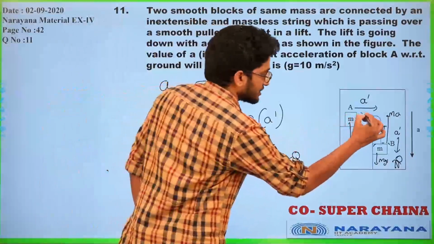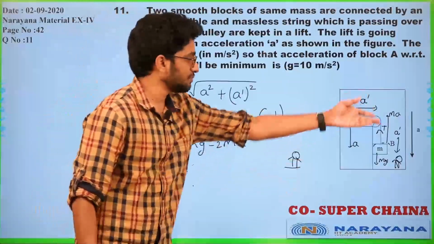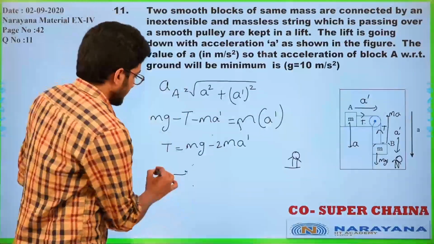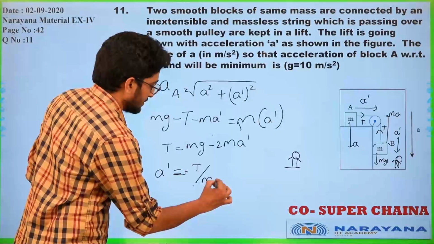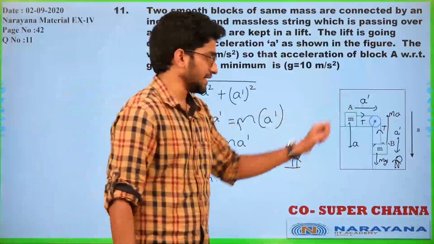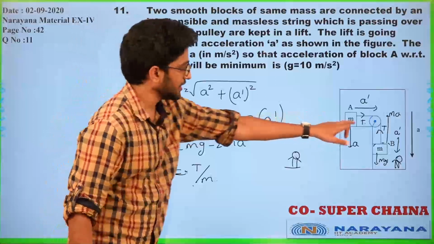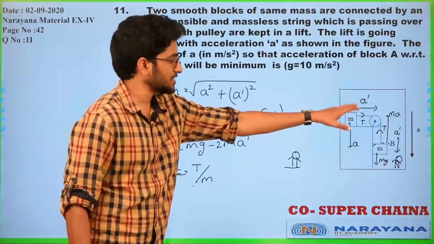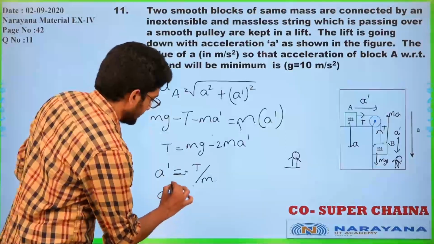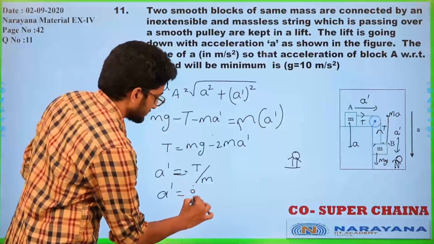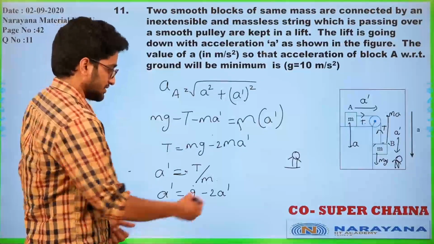So if I get tension here, I can clearly find a dash again, right? So what is a dash? Tension by mass. So again I say a dash value is tension by mass, because a dash is finally its acceleration. I need to find just a dash, I don't require T. So I found out T only to find out a dash, right? So acceleration of this is tension by mass. So a dash value will be g minus 2 into a dash, or I can clearly say 3a dash is g.